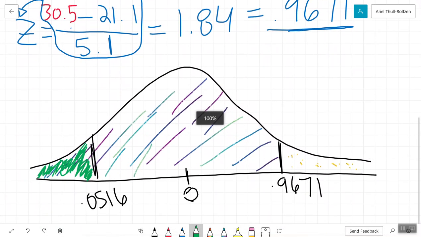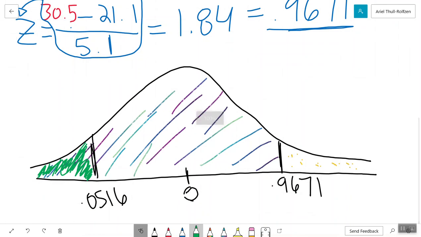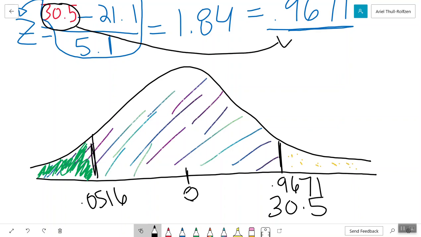And to help us along a little bit, we're going to write the X values. We're going to say, okay, 0.9671 is associated with the X value of 30.5. Up here, we got this probability from that X value. And down here, we're going to put the 12.8.